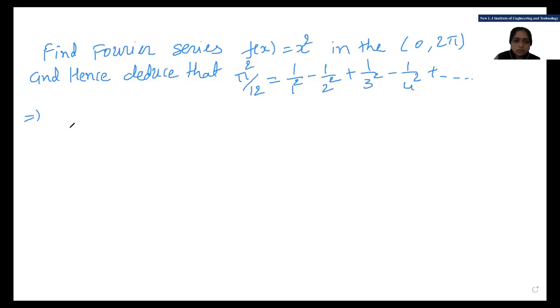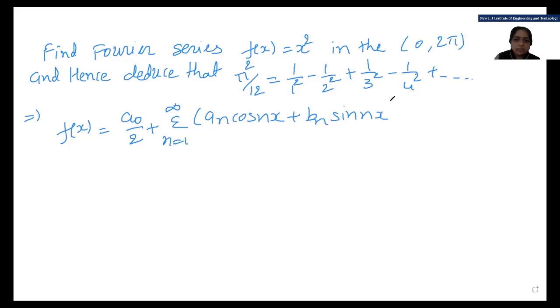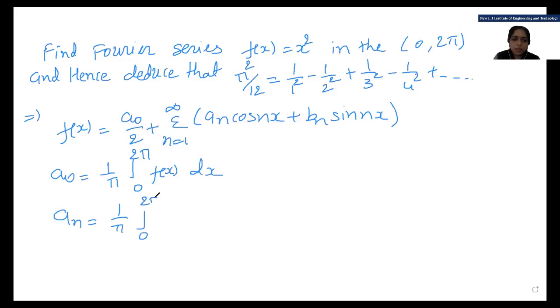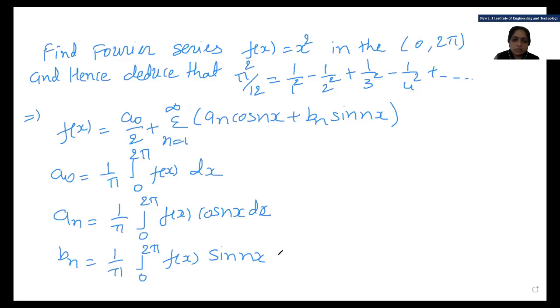The formula of the Fourier series is f of x is equal to a0 by 2 plus summation n 1 to infinity an cos nx plus bn sin nx, right? Now, the formula for a0 is 1 by pi integral 0 to 2 pi f of x dx, right? This is for a0. And the formula for an is 1 by pi integral 0 to 2 pi f of x cos nx dx. And the formula for bn is 1 by pi integral 0 to 2 pi f of x sin nx dx.